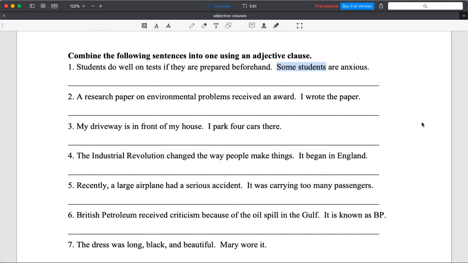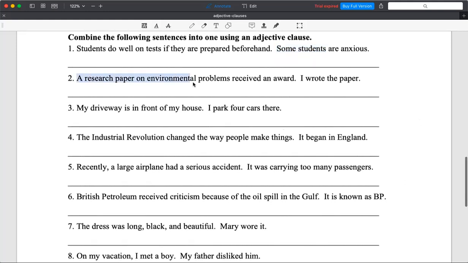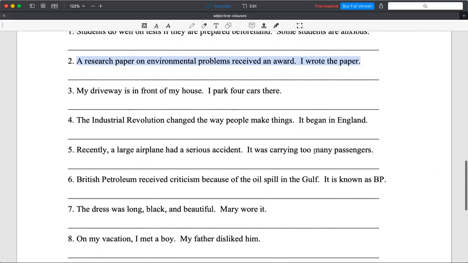So I'm waiting for everyone to write down the answers in the chat box. Thank you, Fiona. Number two: a research paper on environmental problem received an award, and I wrote the paper. So I wrote a research paper on environmental problem and received an award. You can also say, yeah, Fiona, that was a correct answer. I wrote a paper, a research paper, which was an environmental problem and received an award. Your sentence is correct though, Fiona. That is one way to do that.